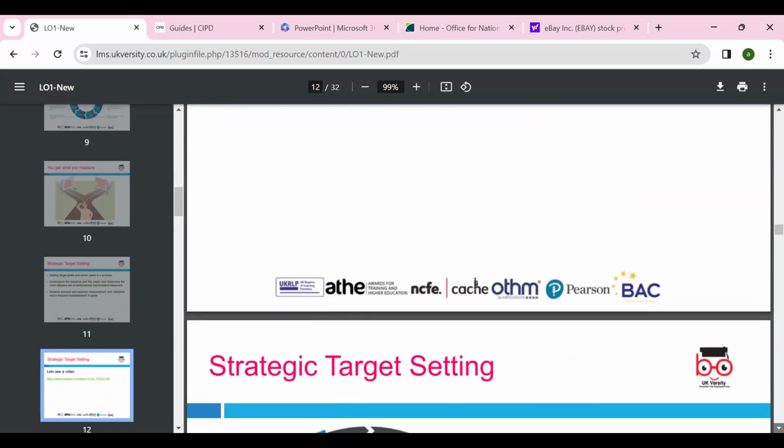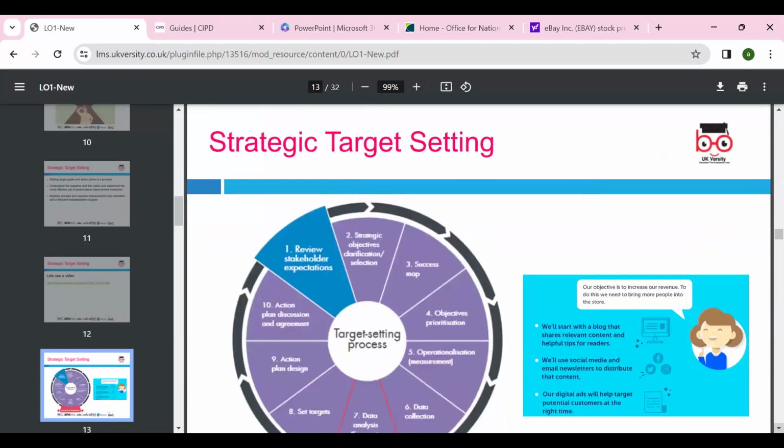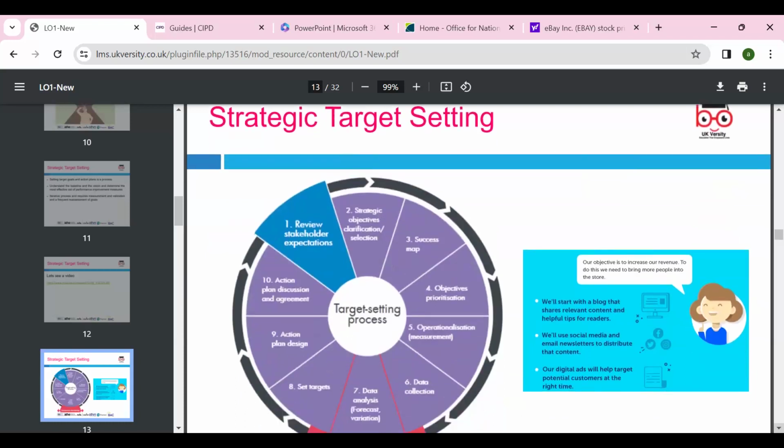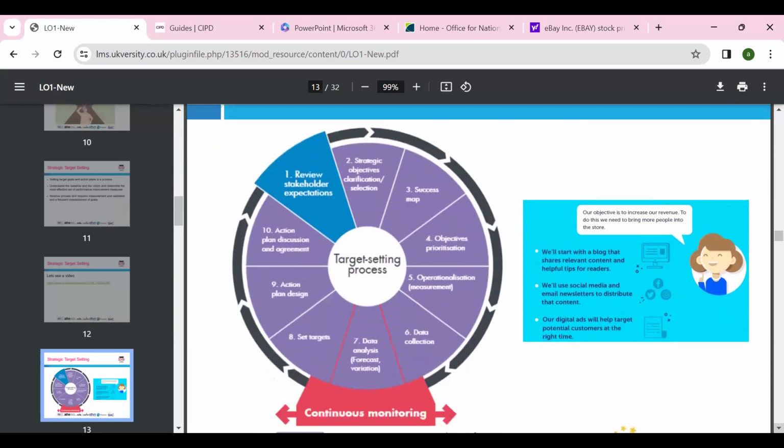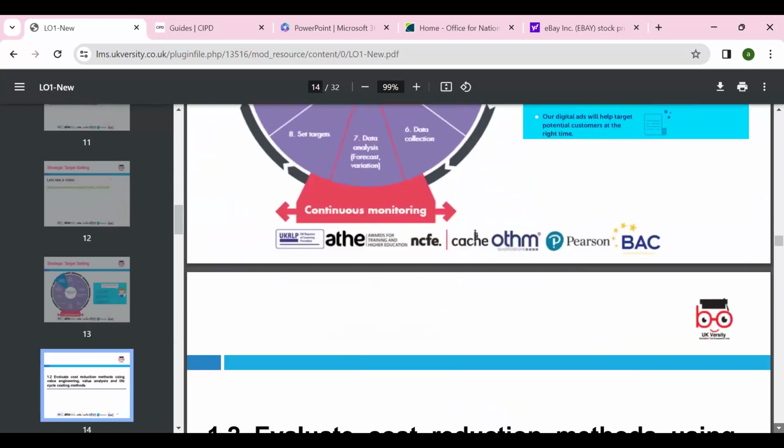Okay, so when we look at the target setting process, it is always good to look at the objective success map, how we can look around the objectives and prioritize them, the different operational efficiencies, data collection, data analysis, set the target and action plan, and we can discuss, and then reach agreement with all the stakeholders and their expectations. We always need to keep that in mind as well.